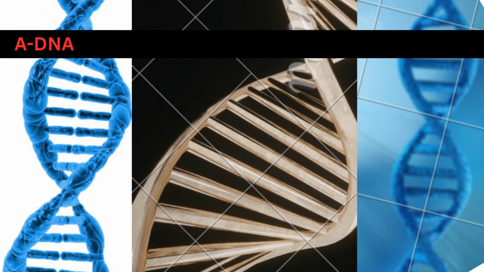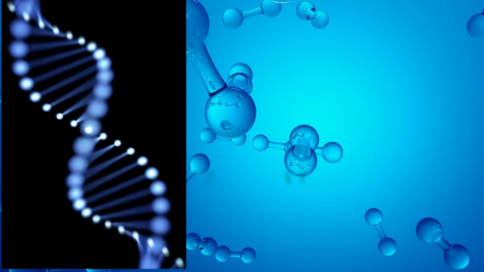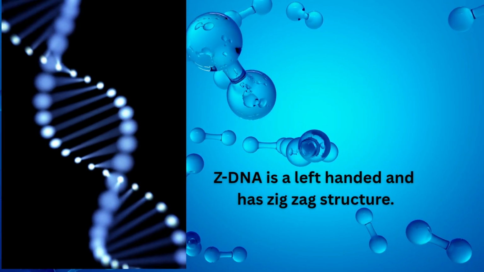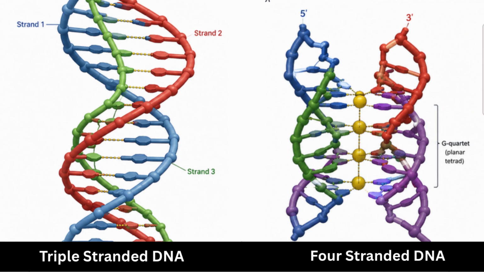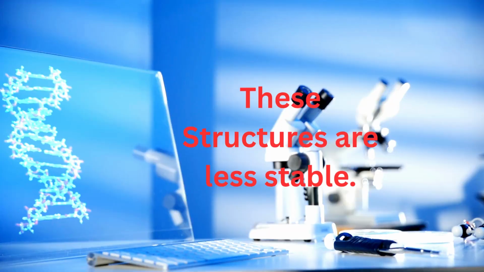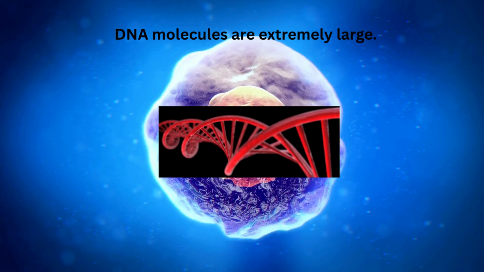DNA exists in different forms: B-DNA, A-DNA, and Z-DNA. B-DNA is the most common form in the body. Z-DNA is left-handed and has a zigzag structure. Some special DNA structures also exist, like triple-stranded DNA and four-stranded DNA. These structures are less stable and seen in special conditions.